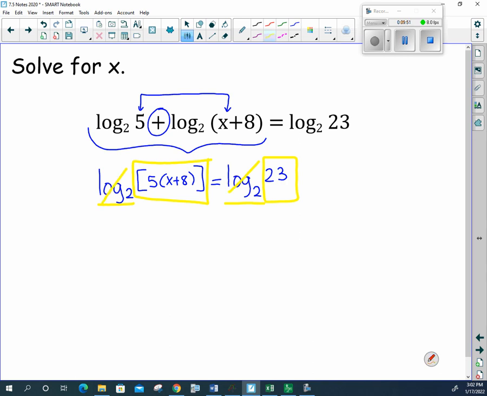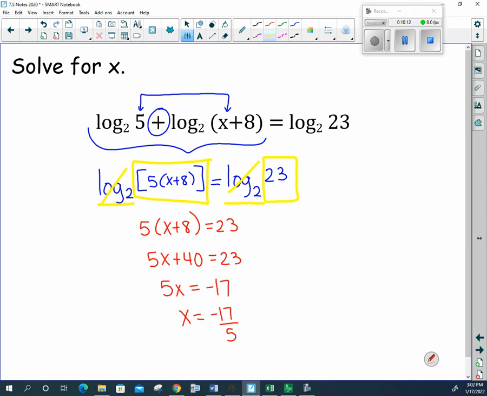So I can say 5 times x plus 8 equals 23. So 5x plus 40 equals 23. Subtract 40 from both sides and you get negative 17. Divide by 5. So x equals negative 17 over 5. Okay, that's negative, so we need to check that. So if I put negative 17 over 5 right there for x, let's just go ahead and do that.